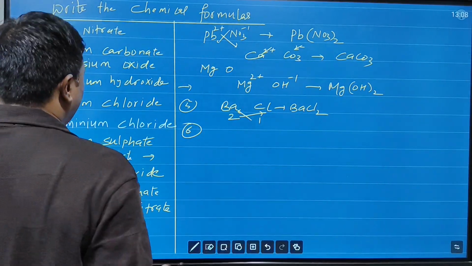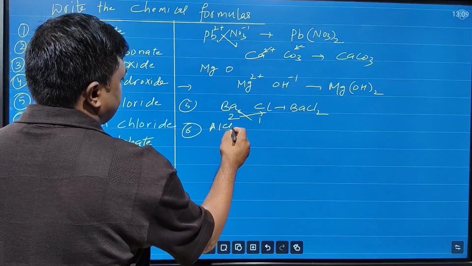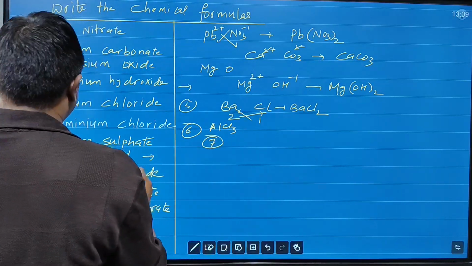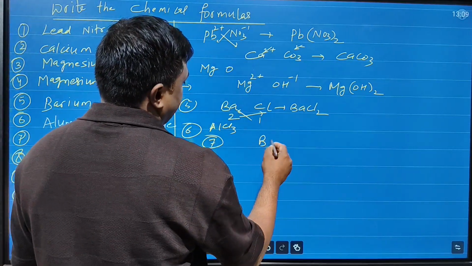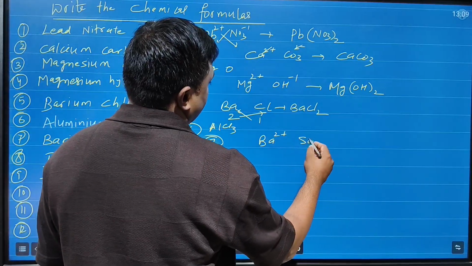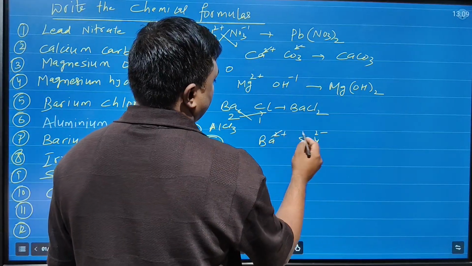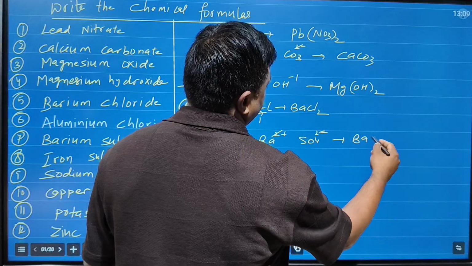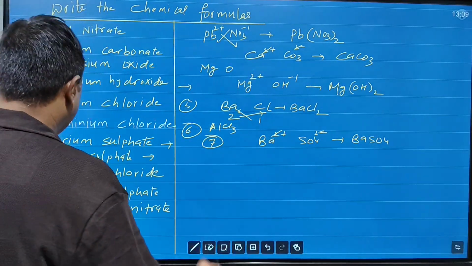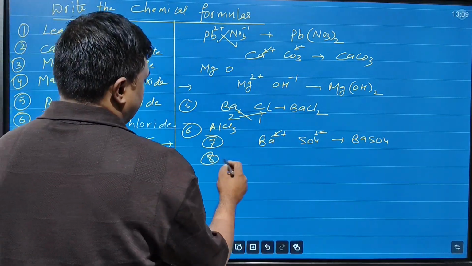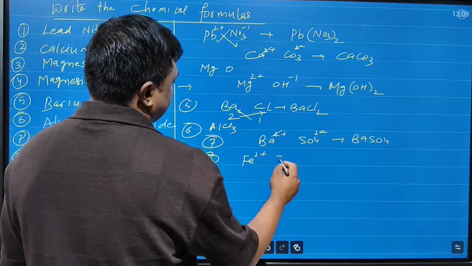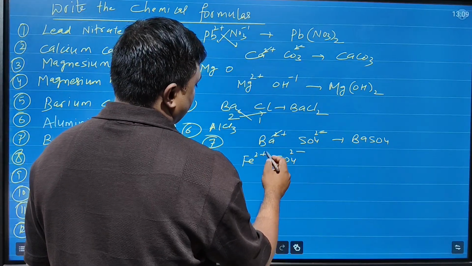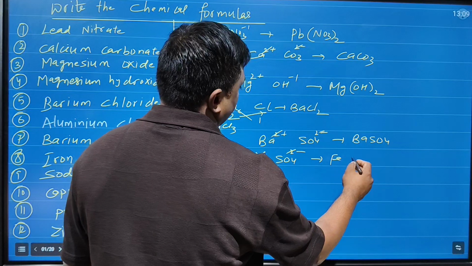Next, the sixth one. Aluminum chloride we have done just now. AlCl3. The seventh one is barium sulfate. Ba 2 plus, sulfate SO4 2 minus. So plus 2 minus 2 get cancelled. This is what? BaSO4. Is it clear? Next, iron sulfate. Similarly, iron is what? Fe 2 plus, sulfate is what? SO4 2 minus. So plus 2 minus 2 get cancelled. So it is what? FeSO4.